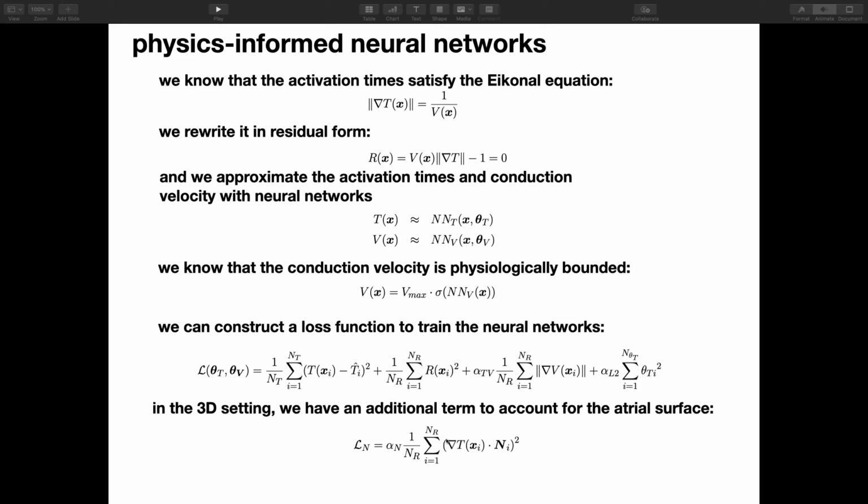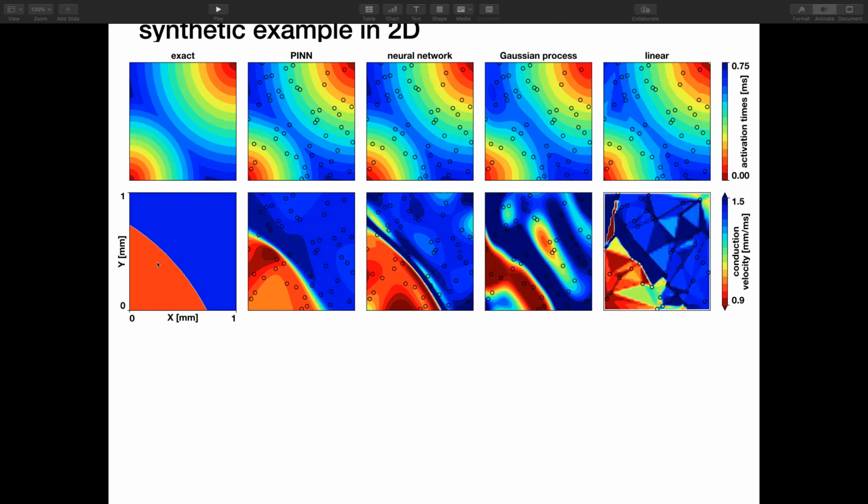And if we do this in the atrial surface, we penalize the propagation of the wave. Two corners, but they have two different conduction velocities. So red will be a slower conducting zone, and blue will be a faster conducting zone.